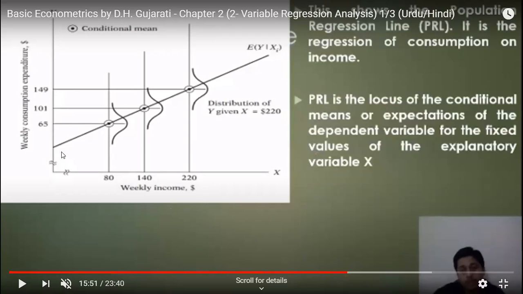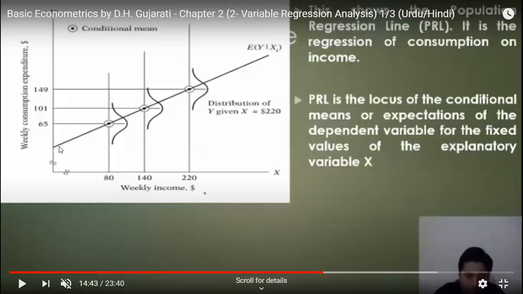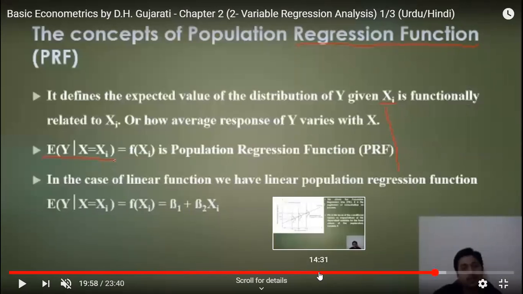Then if I say, what is this? Beta 1. What is the slope of this line? Slope is beta 2. Intercept is beta 1, slope is beta 2. Everybody with me here? I cannot go further if you don't see this. This is a straight line. The equation of that straight line is expected value of y given x equals beta 1 plus beta 2 x i. Intercept beta 1, slope beta 2.